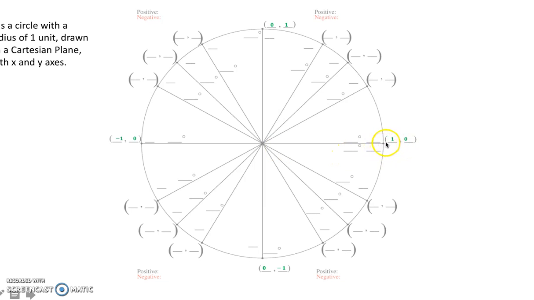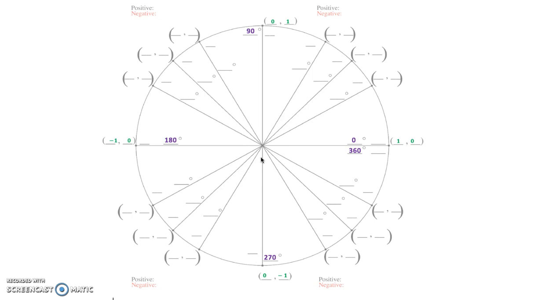So over here, x would be 1, y would be 0. Because we've got 1 across on the x, 0, 1, negative 1, 0, and 0, negative 1. I'm going to leave the coordinates for now and have a look at the degrees going around the unit circle.